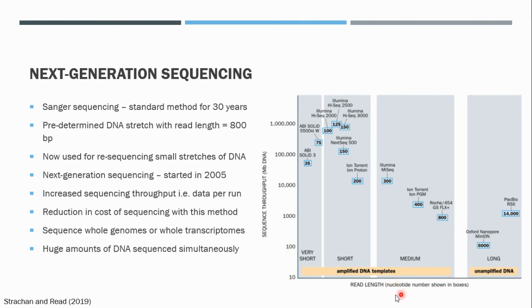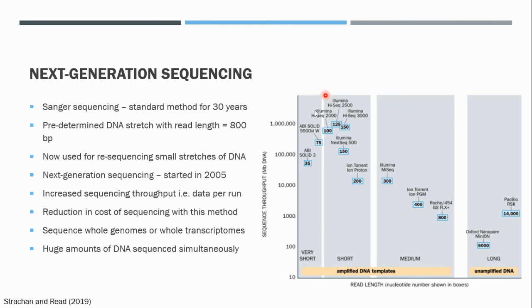This graph here shows the read length against the sequence throughput in megabases of DNA. We have the Illumina HiSeq system here, which sequences just short fragments of DNA, 125 bases. However, it has a throughput of approximately 1 million bases of DNA. These platforms can differ in terms of the length of reads. Here we have other systems such as the Roche system, which has a medium read length. It sequences an 800 base pair sequence at a time, but the throughput is only approximately 1,000 bases.